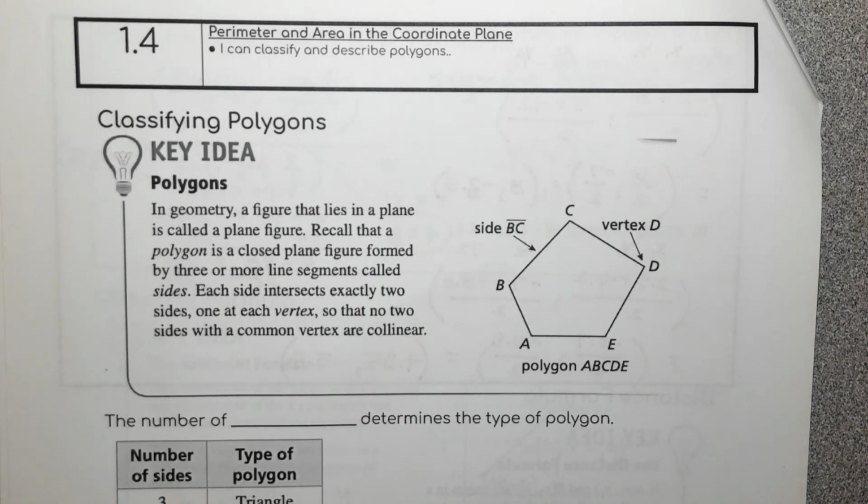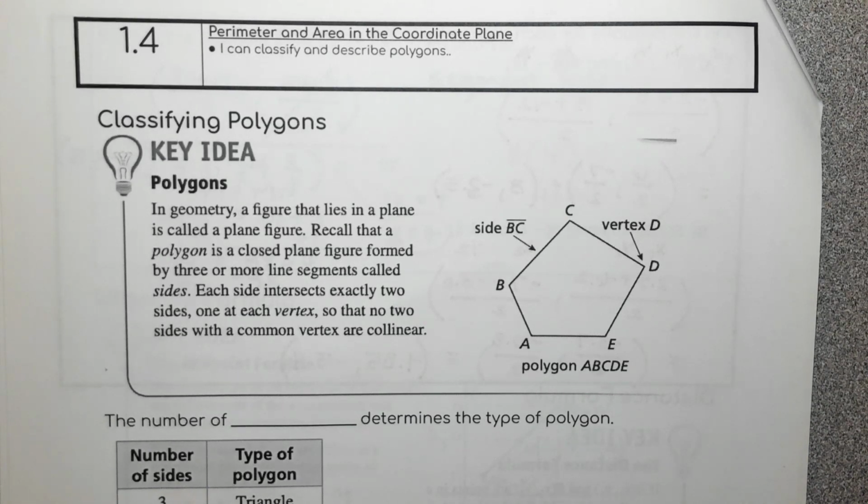So in 1.4, we're going to be looking at perimeter and area in the coordinate plane. If you want, on the front cover write your I can statement, it's right there at the top. I can classify and describe polygons, and apparently I put 2 periods because I don't know how to type. So it's not like a question, that's what it is. I can classify and describe polygons for 1.4. Alright, so in 1.4, that's what we're doing.